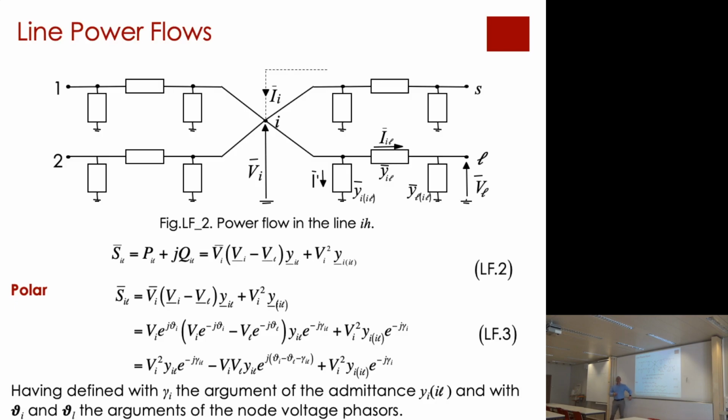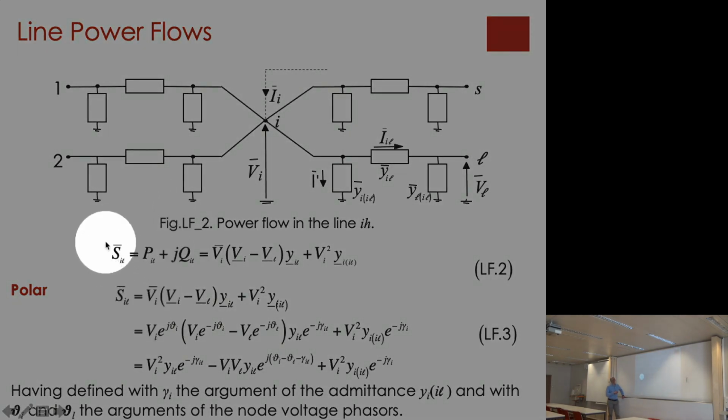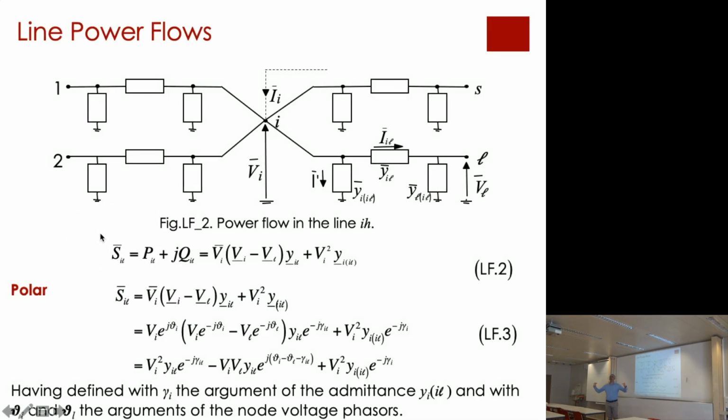By the way, if you compute SIL and SLI, which are different, and you sum these two guys, what do you get? For the line IL, you sum the two powers at the two nodes. What are you getting? The losses, active and reactive.